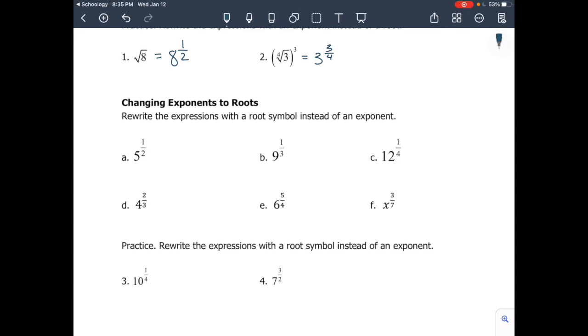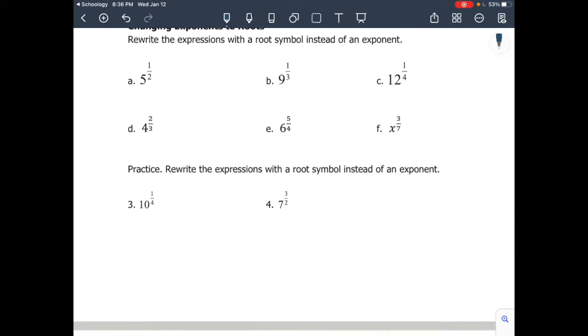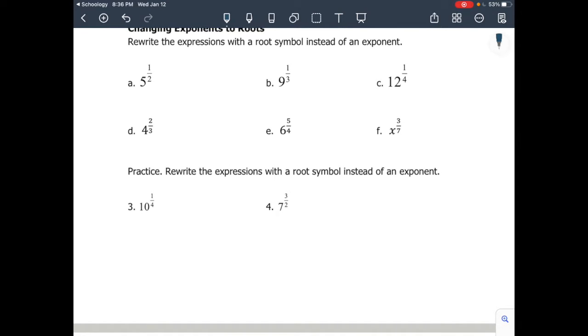Make sure you're checking those answers. And then looking at what if we know them to a fractional exponent and we want to change it with roots, or the square root symbol, or whatever root it is, sorry. So the number on top is telling you to what power something is. So like, let's look at the first one.